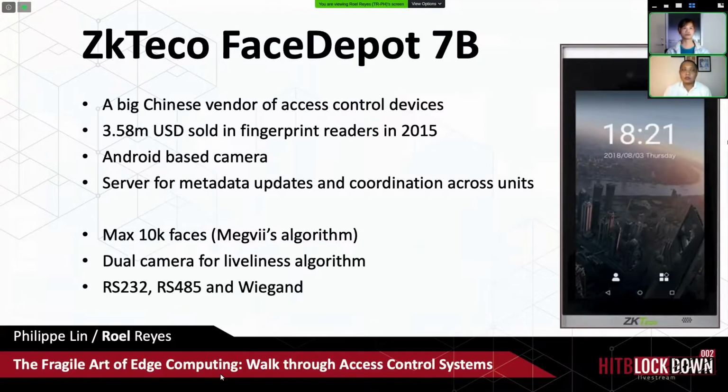ZKTeco is one of the biggest Chinese vendors that supplies access control devices. It basically sold 3.8 million units just for the fingerprint reader alone in 2015. It's an Android-based camera as well. It uses a matching algorithm and can store up to 10,000 face images, basically. It also has the feature of checking liveness, and it can communicate with different I/O relays like Wiegand, RS232 and RS485. During our research, we were surprised that only the face images are stored and not the actual metadata for the facial recognition.